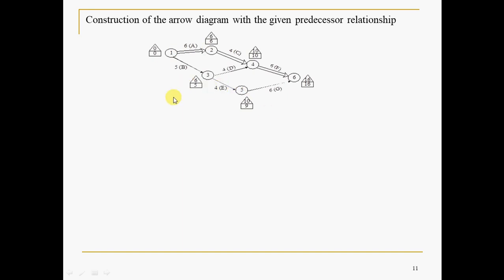Now how to identify the critical path? From 1 to 6, how many paths do you have? 1, 2, 4, this one, or 1, 3, this one, or 1, 3, 5, 6. Normally you will have a maximum of 2 to 3 paths. Calculate the length of each path, and whichever takes more time is nothing but the critical path. That is one way of identifying the critical path.